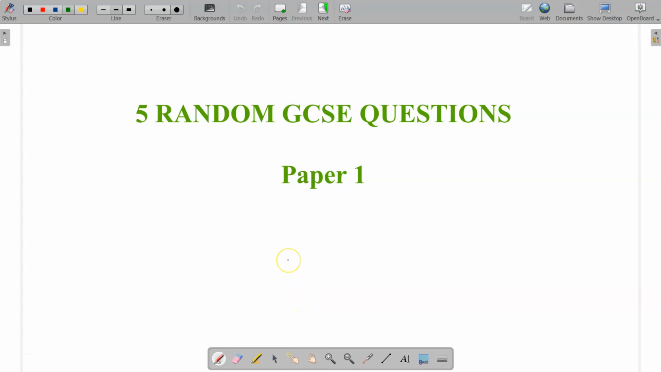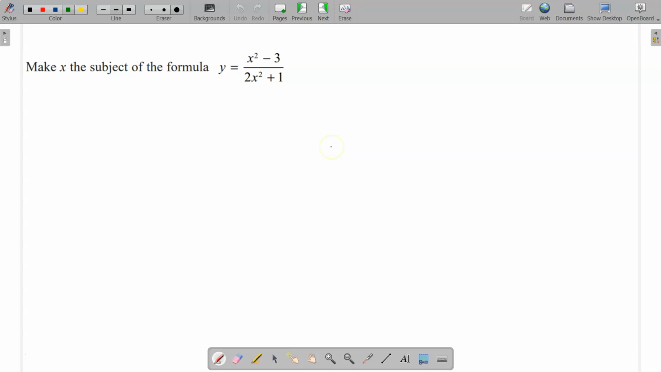Welcome to this video where we're going to look at 5 random GCSE questions from a paper 1 non-calculator paper. These are grade 7 to 9 questions. This is the first one, and we've got to rearrange this formula and make x the subject.